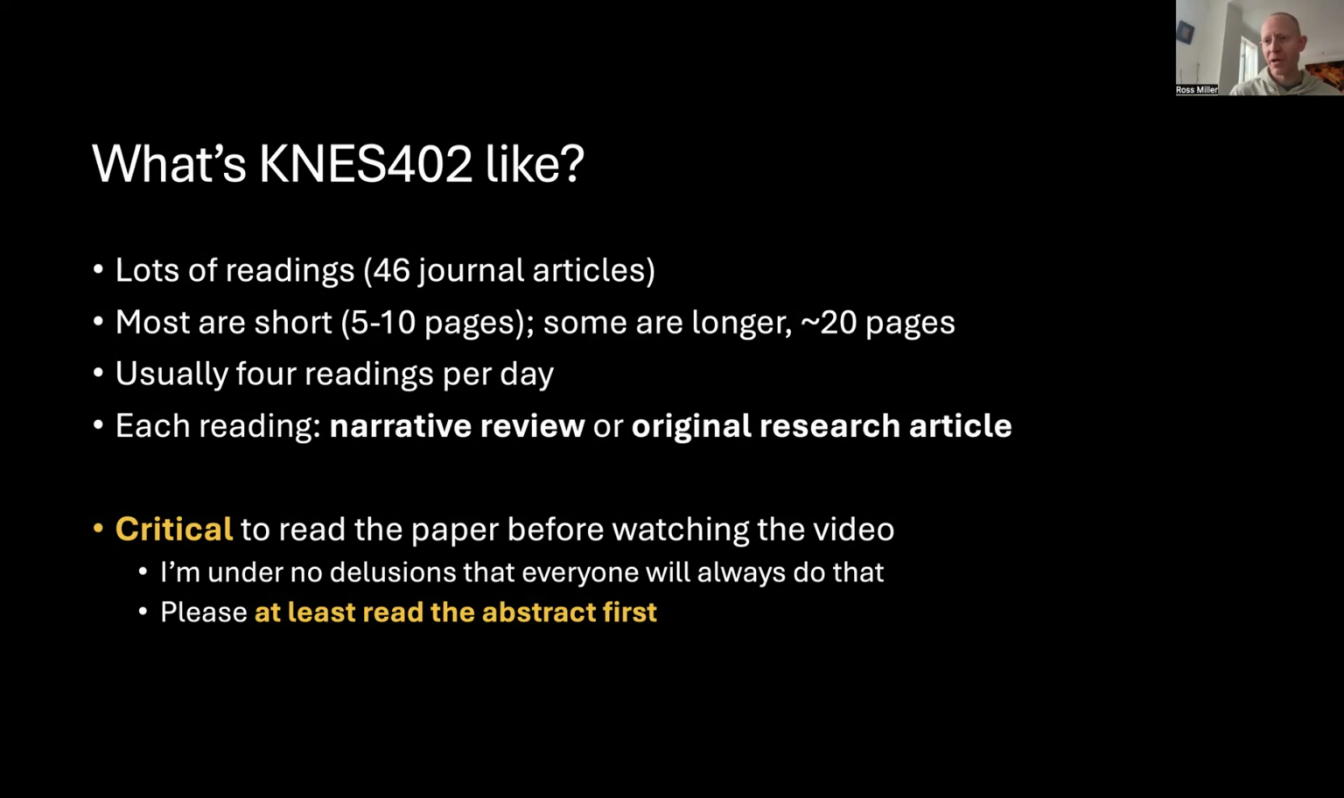For each new topic, like running, it'll start off with a longer, 20-ish page narrative review, and after that, it'll do shorter original research articles. A narrative review is a selective summary of the state of knowledge of a field at the time the review is written. So I start off each section of the course, whether it's running, jumping, sprinting, whatever, with a narrative review to introduce you to the sport biomechanics of that topic.